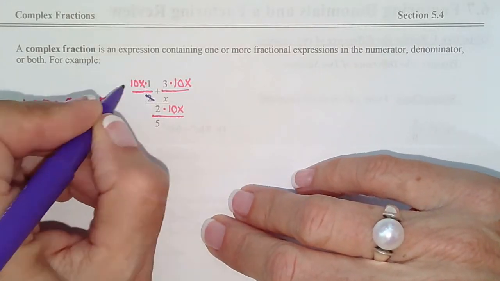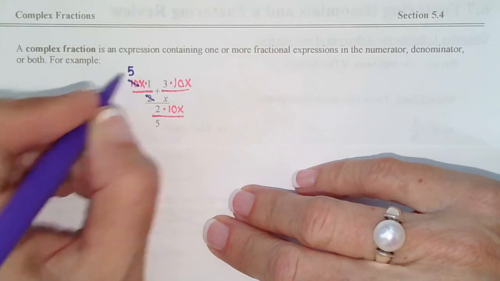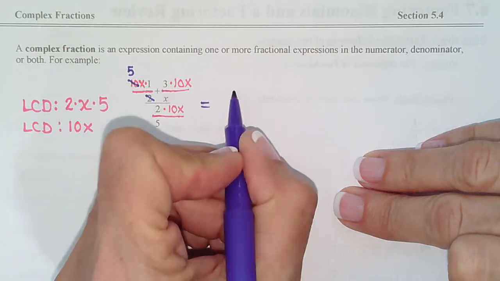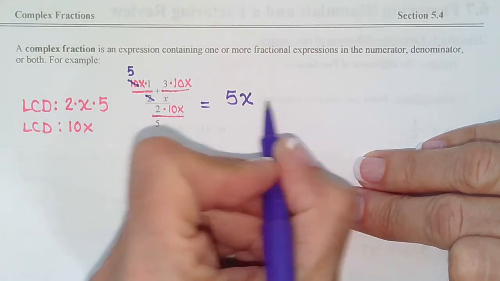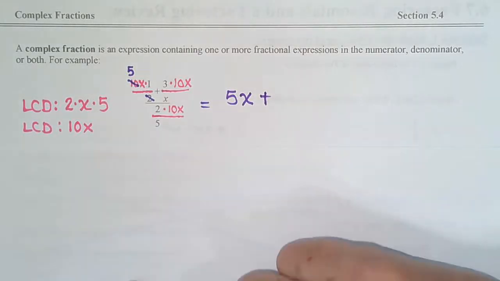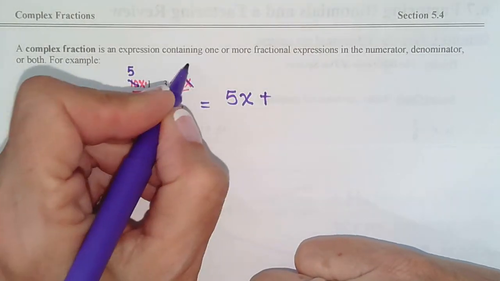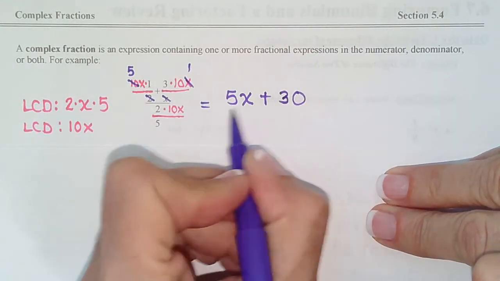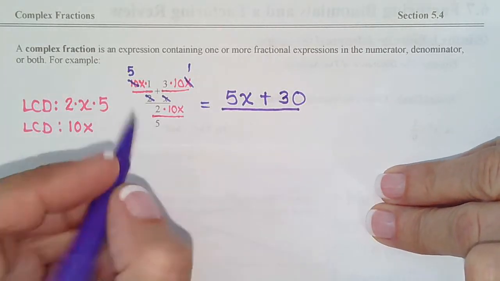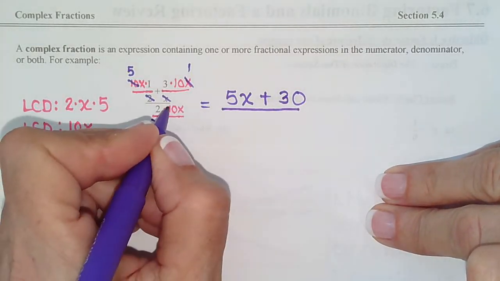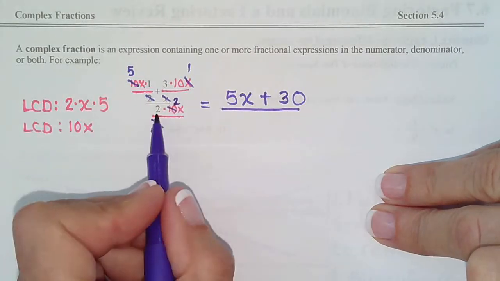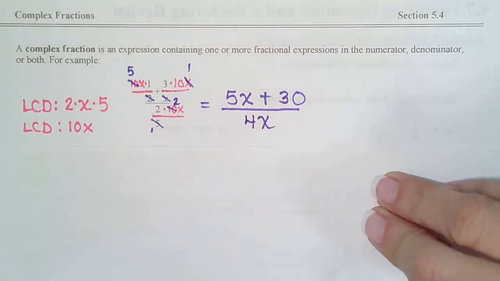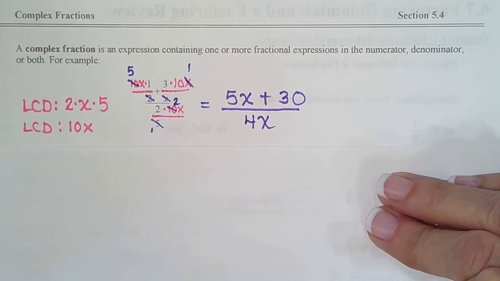So 2 goes into 2 once, 2 goes into 10 5 times. So do you see now that you have 5 times x times 1, which is 5x, plus, here the x's cancel, x divided by x is 1, so I have plus 30 over, here 5 goes into 5 once, 5 goes into 10 twice, 2 times 2 is 4x. That's how easy simplifying a complex fraction is.